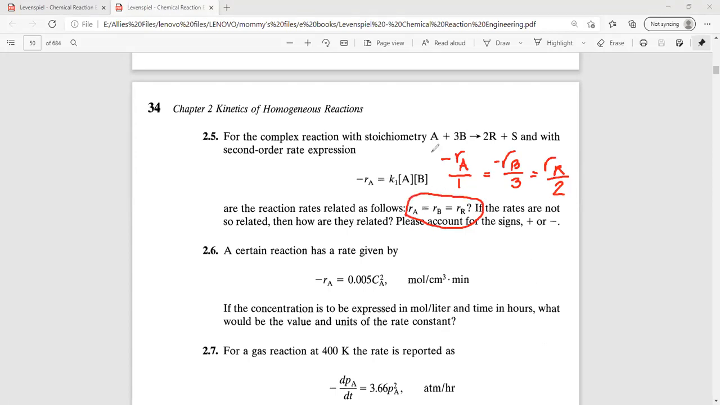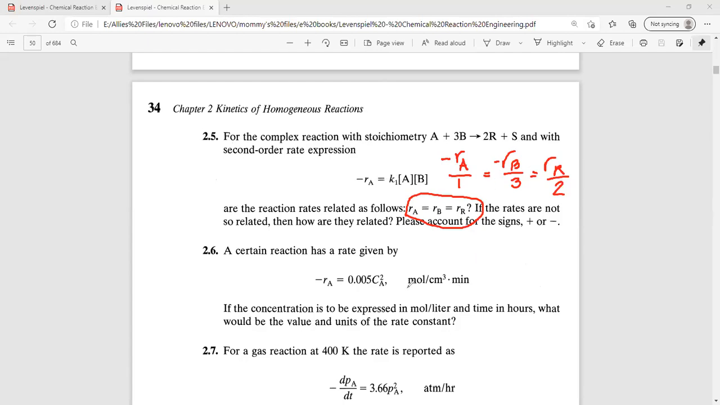It's because the relationship between the rates is not dependent on the rate law. The reason why it's written here, though very simple as it is, it's not dependent on the rate law, but rather the relationship with the rates is dependent on the stoichiometric equation provided.